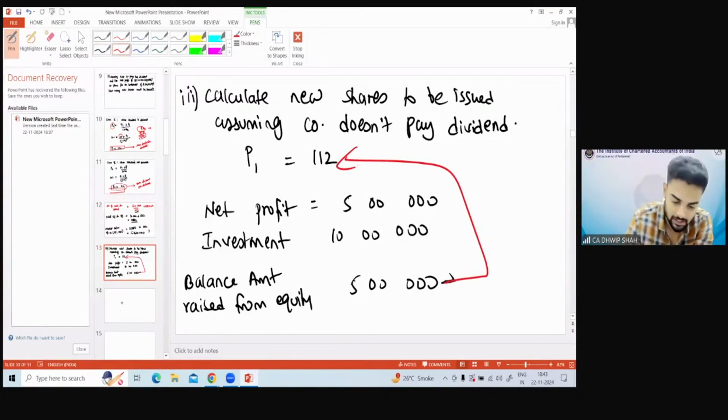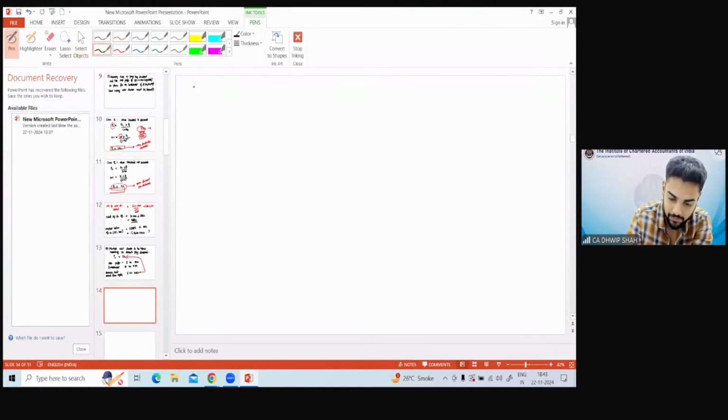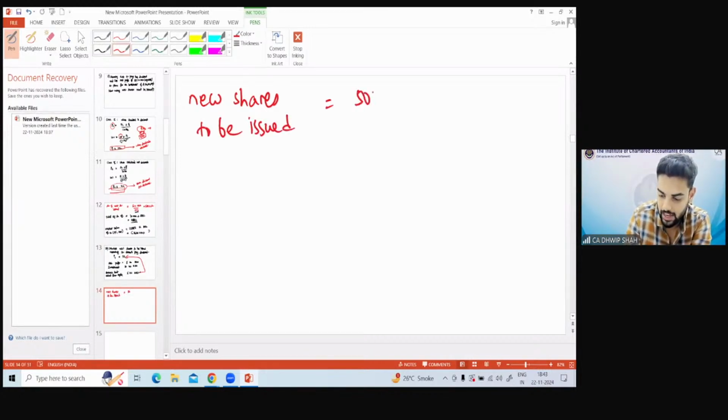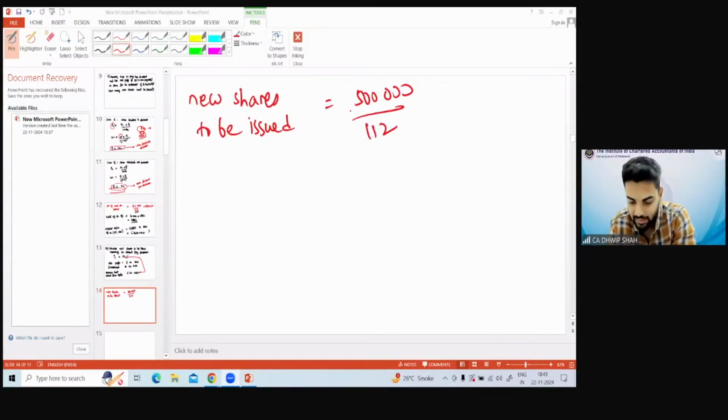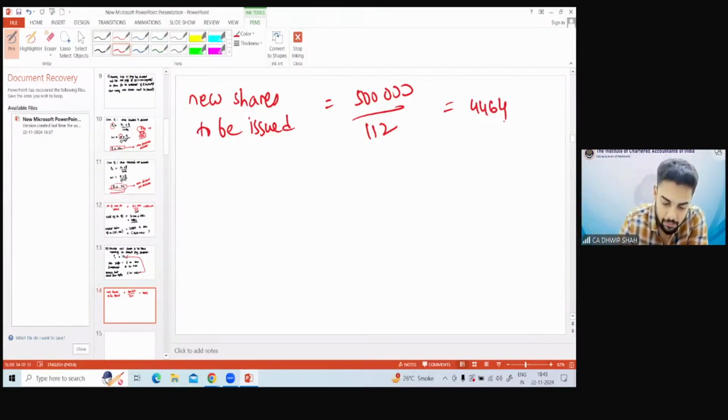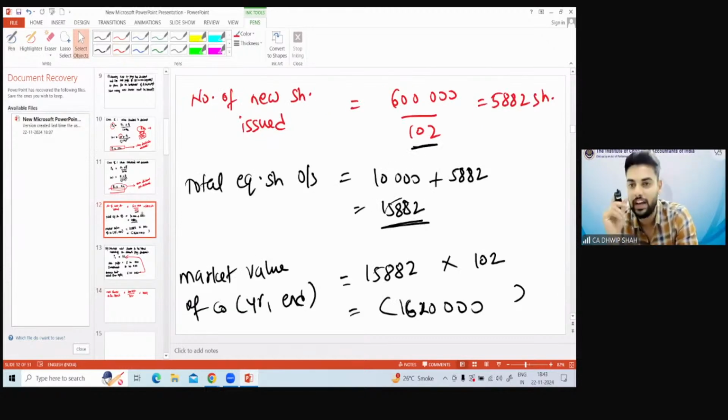Are you getting this? So new shares to be issued when dividend is not declared comes to 5 lakh divided by 112. कितना आ रहा है? 4464. Yes or no? So I have to issue 4464 new shares if dividend is not declared. But if dividends were declared, I had to issue 5882 shares. Correct? This was the difference.